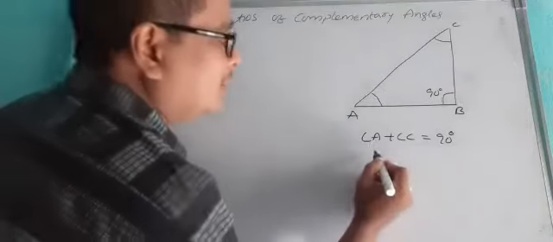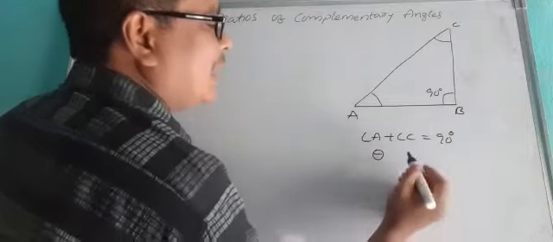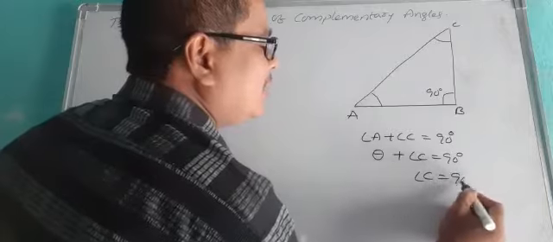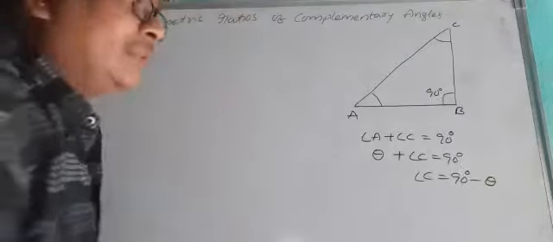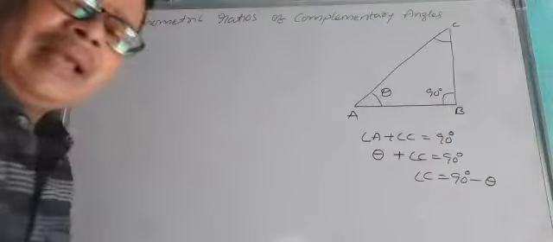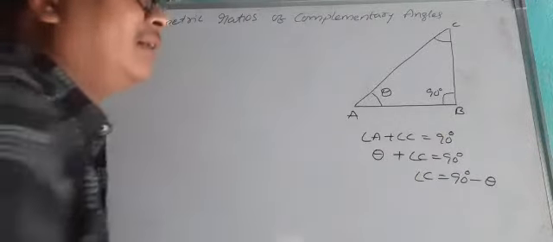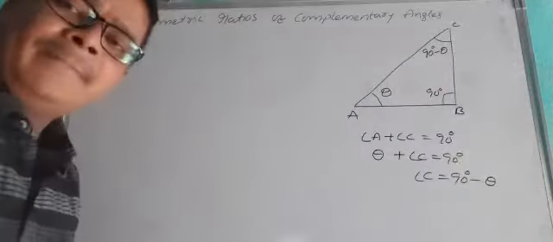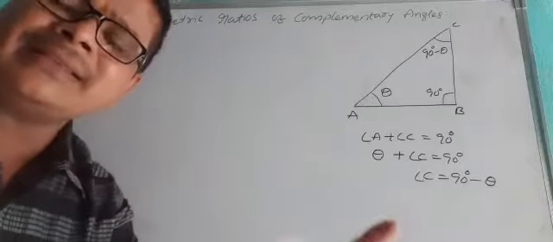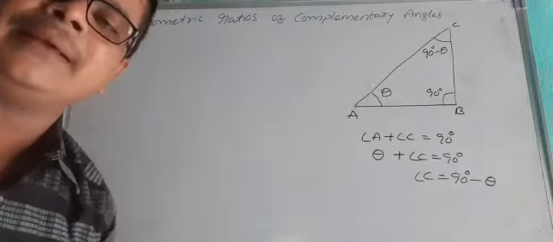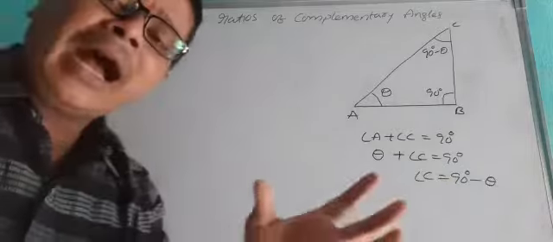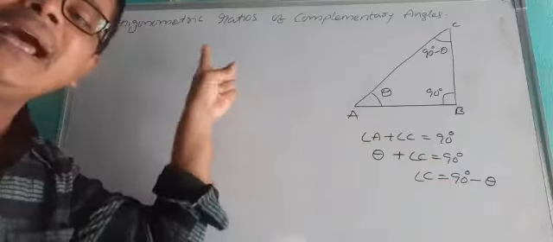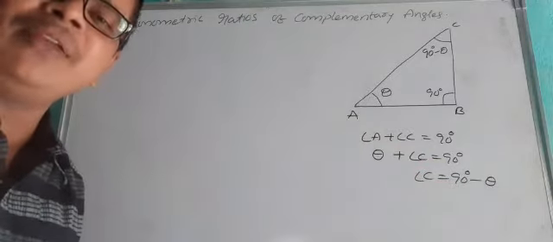Okay, let us consider angle A equals theta. Now angle C equals how much? Angle C equals 90 minus theta, because they are considered complementary angles to each other. Now we have to apply this complementary angles concept to trigonometric ratios. How? I will explain one by one.